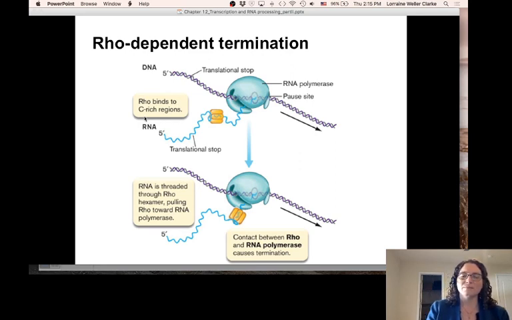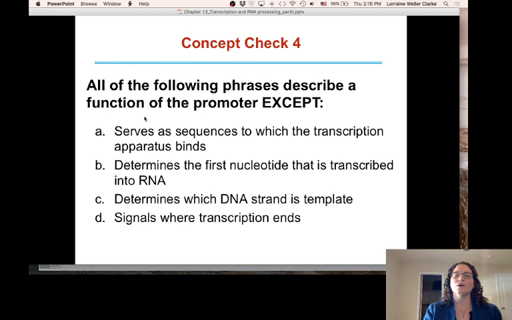Rho and RNA polymerase together end transcription, because it changes the shape of the RNA polymerase enzyme, and that breaks off, okay?